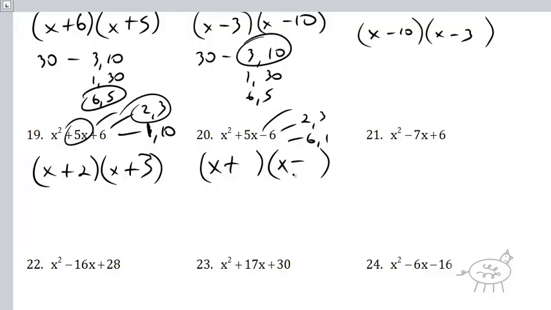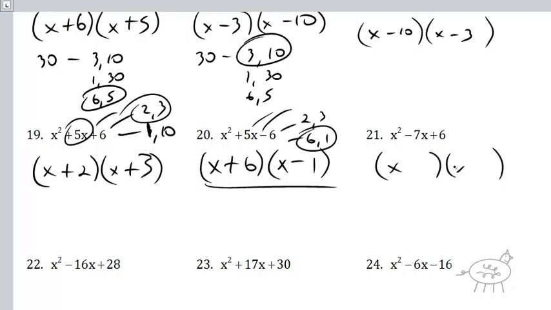Okay, and then you have to subtract because it's opposite signs. So 6 minus 1 is 5. So what you're going to do is put a 6 here and then a 1 here, because negative 1 plus 6 is 5x. And that's your answer: x plus 6, x minus 1. Okay, so far so good.